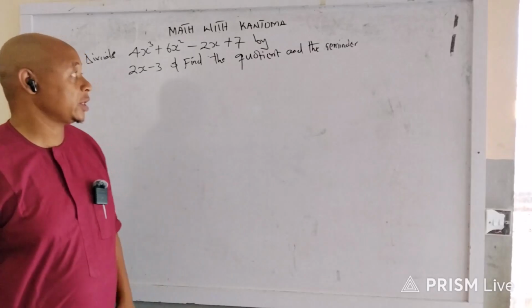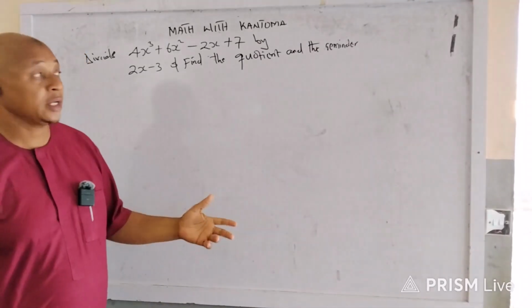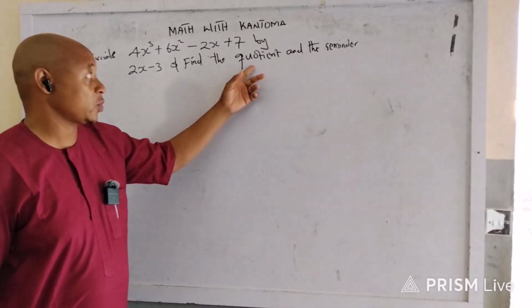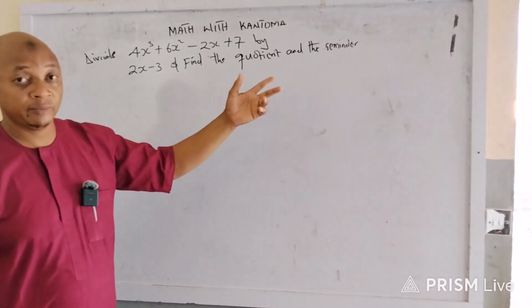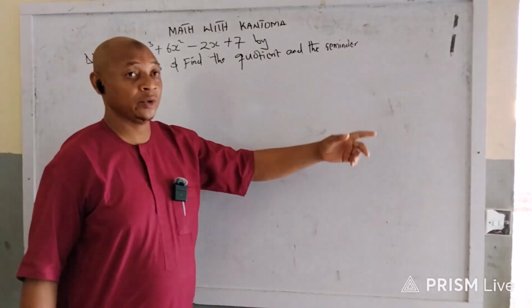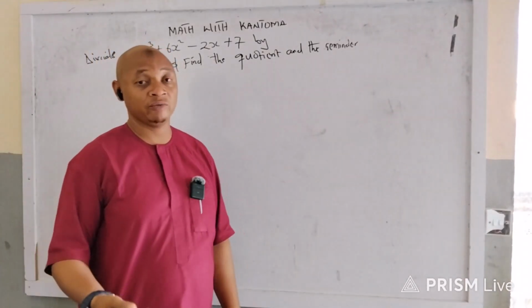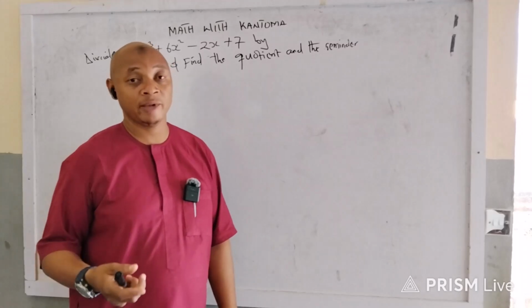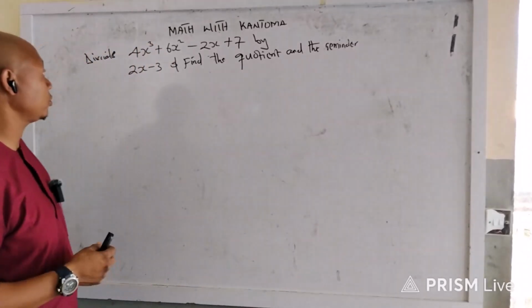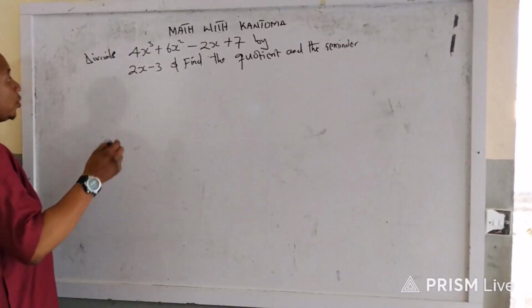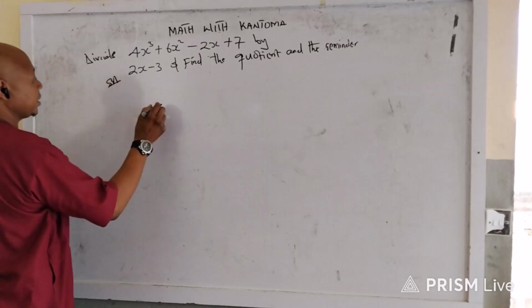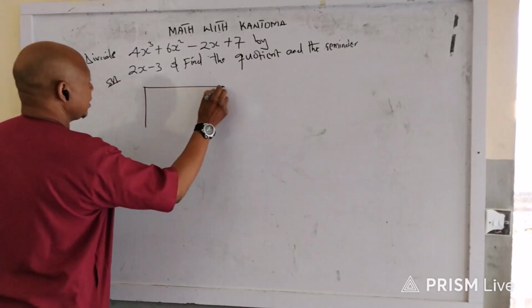There are two ways to do this. We either use the long division to find the quotient and the remainder, and of course we are asked to find the quotient, so we're using the long division method. If we are asked to find the remainder only, then we can use the remainder theorem and find the value of the remainder. So now, to find the quotient, we are going to use the long division, as I said, and the long division is this.